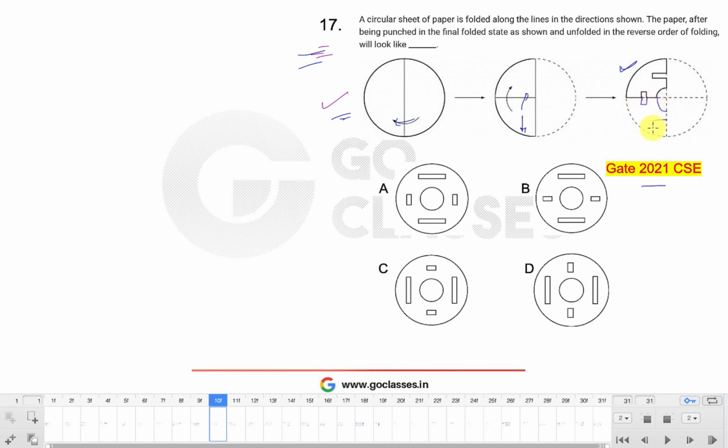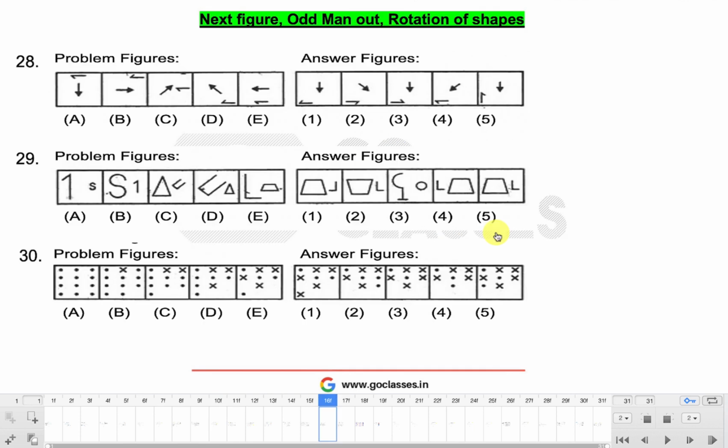This and this, right? Then it will be unfolded like this. So the mirror image of this complete figure will be like this. Very easy question. It would be A. Now the next topic, next figure, odd man out or rotation based shape.